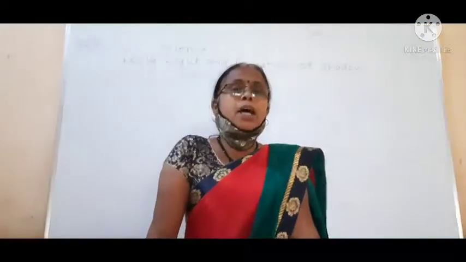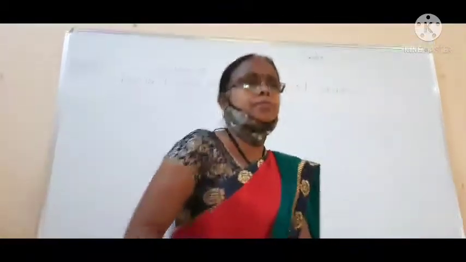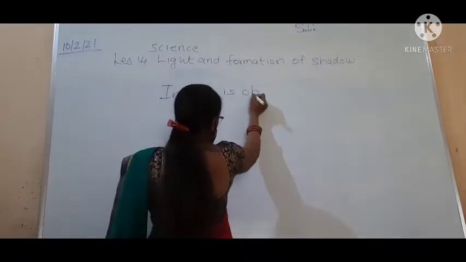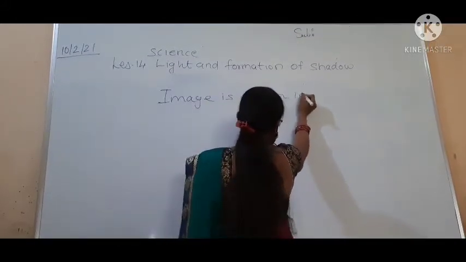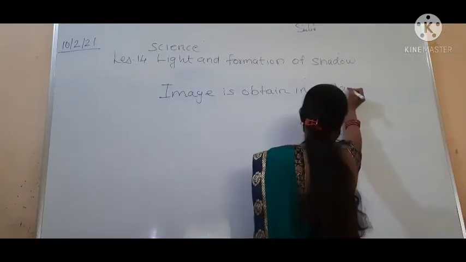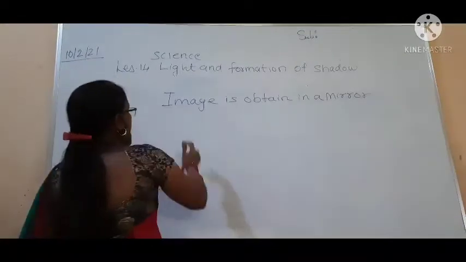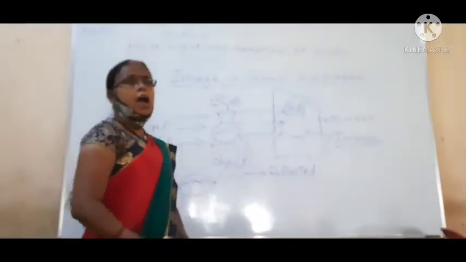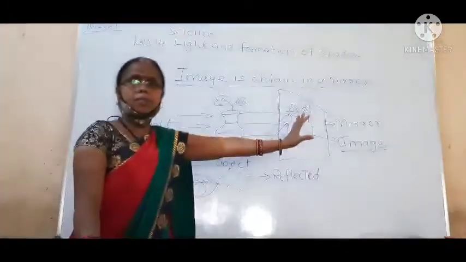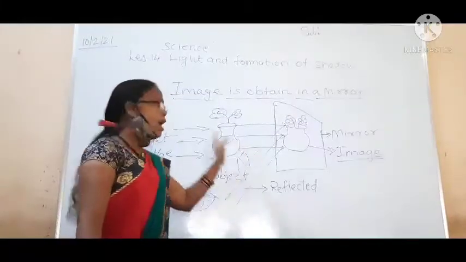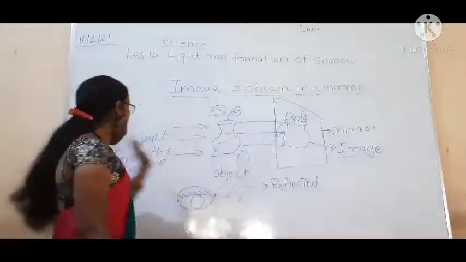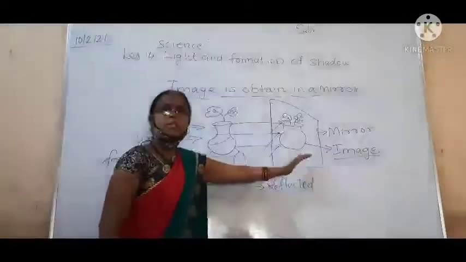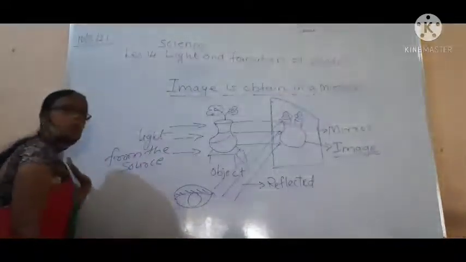Our next topic is how an image is obtained in a plane mirror. We are going to see how an image is obtained in a mirror. For explanation of this, I have done this experiment for you. Here, I have taken a flower pot and kept it on the table. This is the mirror which I have kept on the table. And here is the source of light.